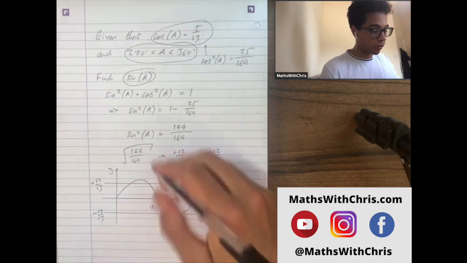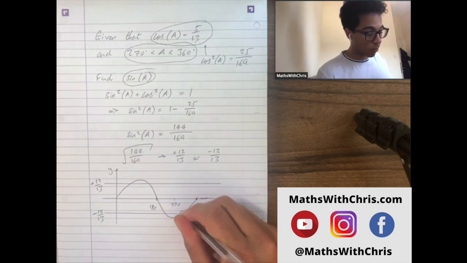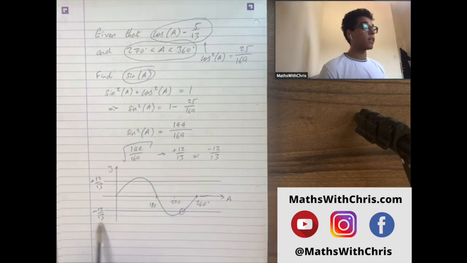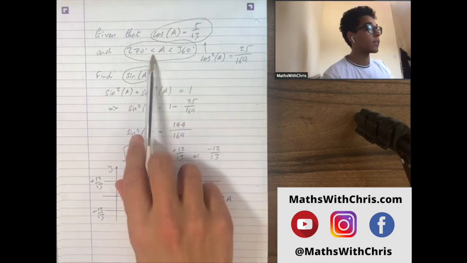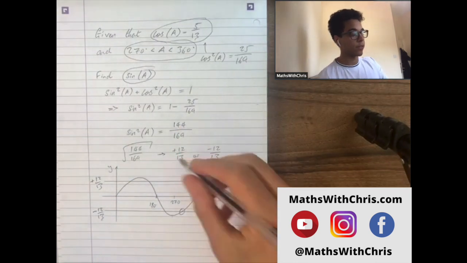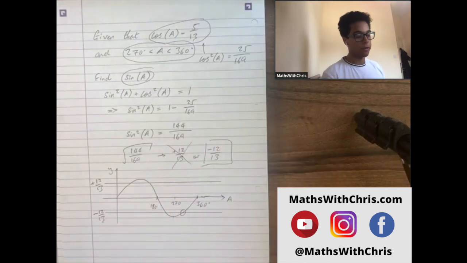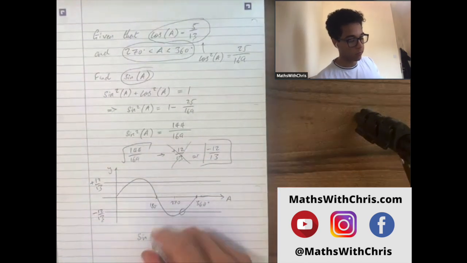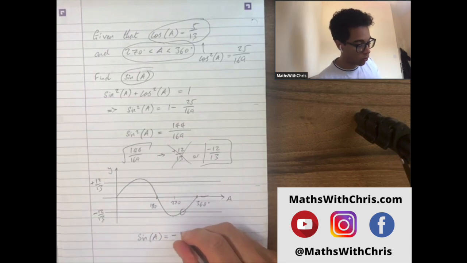So this is 270. So this is the one we're interested in, and this corresponds to the negative. Because sine is negative between 270 and 360, when we take the square root, we have to say it's not this one, it's this one. So sine of A equals minus 12 over 13.